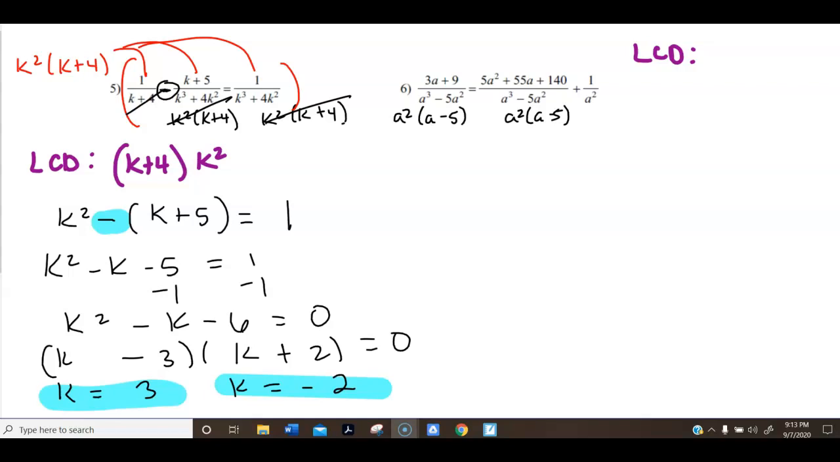Example 6 is very, very similar to example 5. So if you're watching the videos, I'd like you to stop it and try example 6 by yourself. So looking at it, I started by factoring, and then I'm looking for the LCD. The LCD is going to be a squared times a minus 5. Take it. The second one is also a squared times a minus 5. And the last one, a squared, is already here, so we're good to go, ready to cancel.